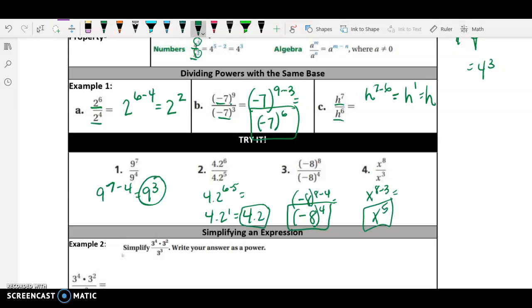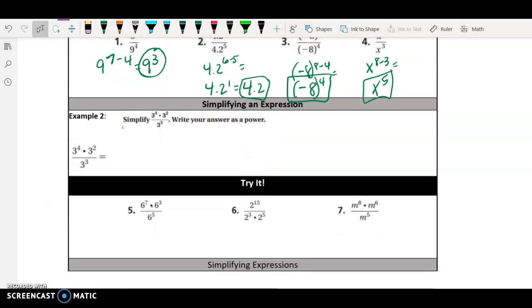All we're doing is subtracting, so we keep our base of 9, and then 7 minus 4 is 3, so 9 to the 3rd power. Number 2: 4.2 to the 6 minus 5, which is just 4.2 to the 1st power, which is just 4.2, because anything to the 1st power just means it's times itself 1 time. Number 3: negative 8 to the 8 minus 4, so that's negative 8 to the 4th power. And then we have x, and 8 minus 3 is 5, so x to the 5th power.